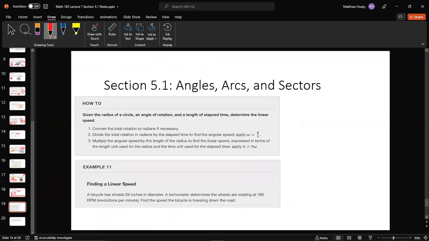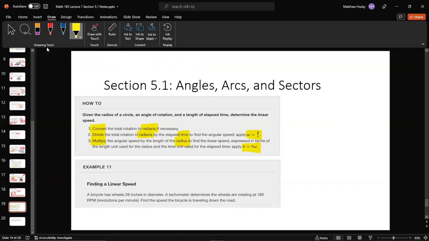All right, so if you're given the radius of a circle, an angle of rotation, and a length of elapsed time, you can determine the linear speed. So as always, you're going to convert to radians. Divide the total rotation by the elapsed time. So you divide the radians by time, which we were doing earlier. Then you're going to multiply the angular speed by the length of the radius, and that'll give you V, which is the linear speed.